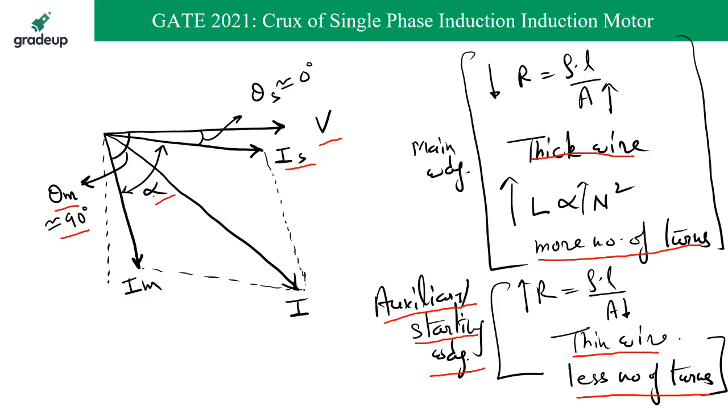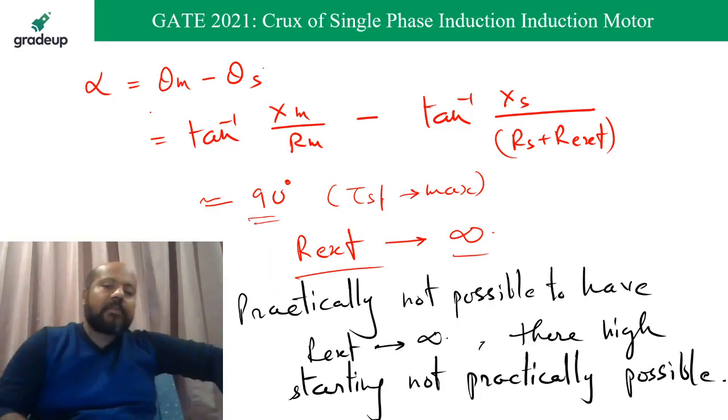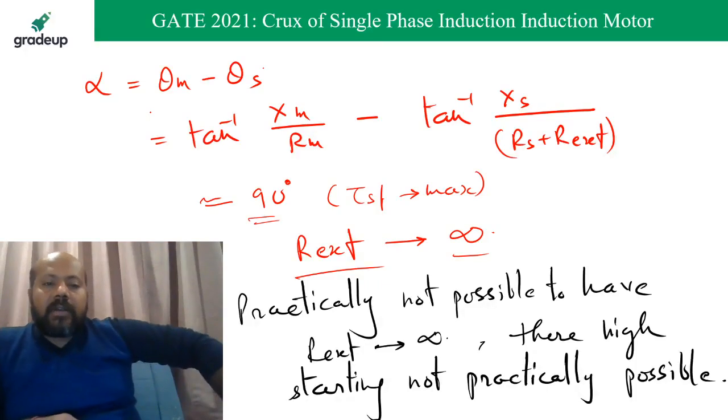Are you able to see this? What is alpha? Angle between Im and Is. What is theta m? Angle between Im and V. And this is theta s. So you can say alpha is going to be theta m minus theta s. You can write theta m and theta s in terms of tan inverse X by R.